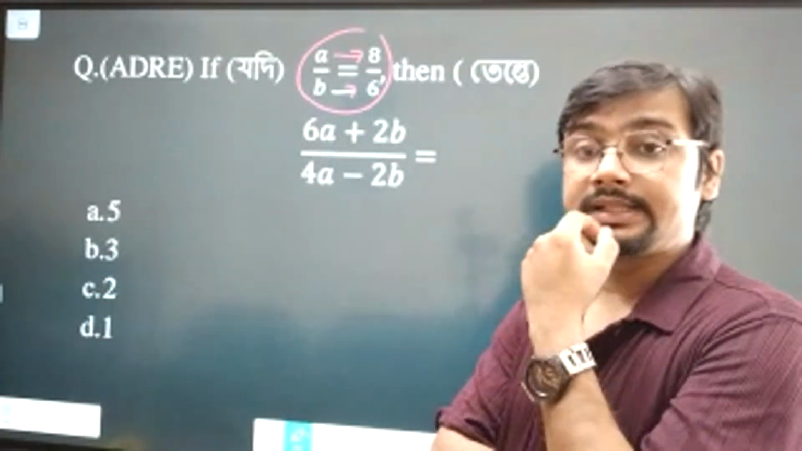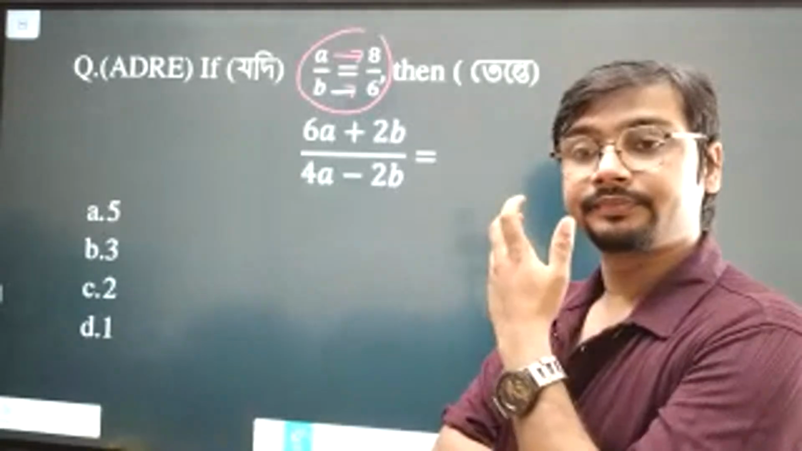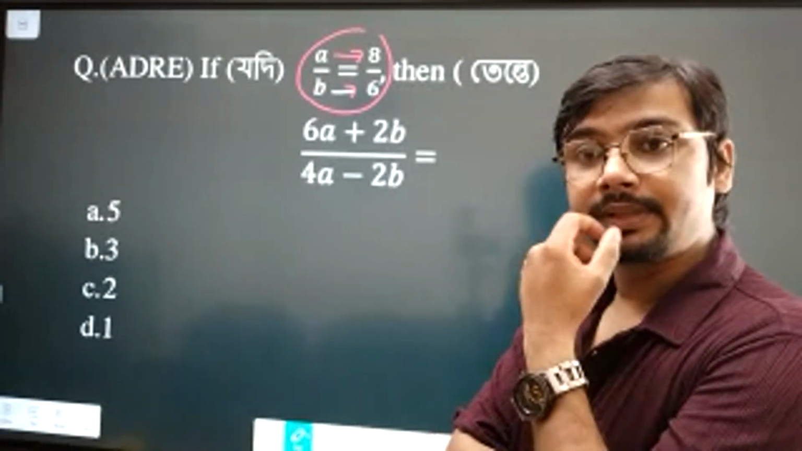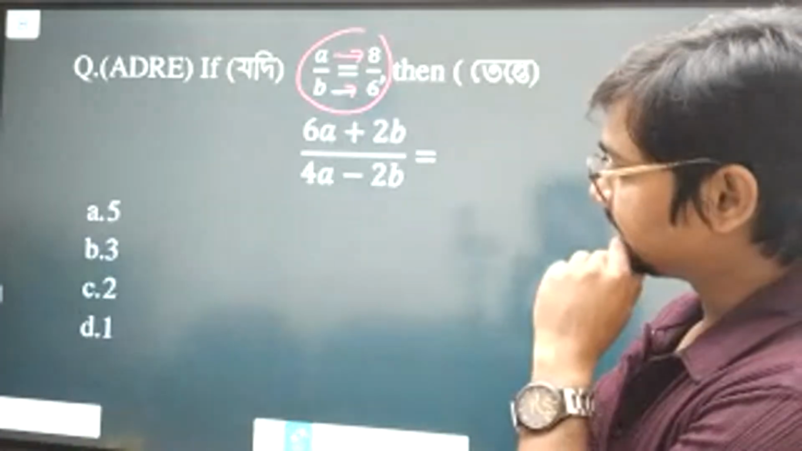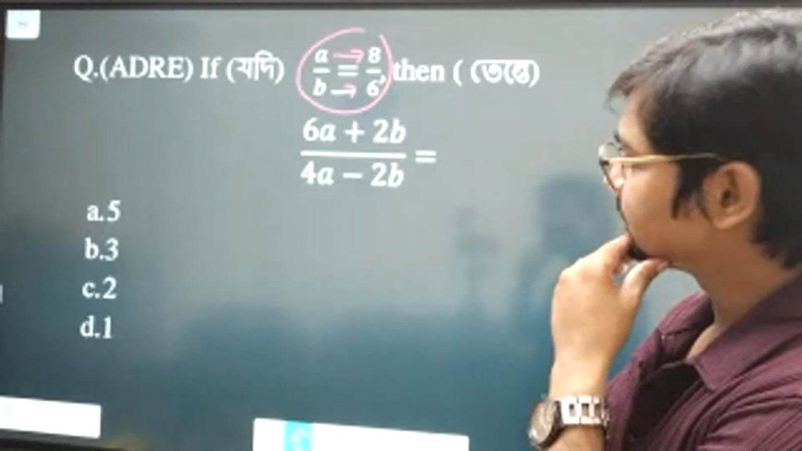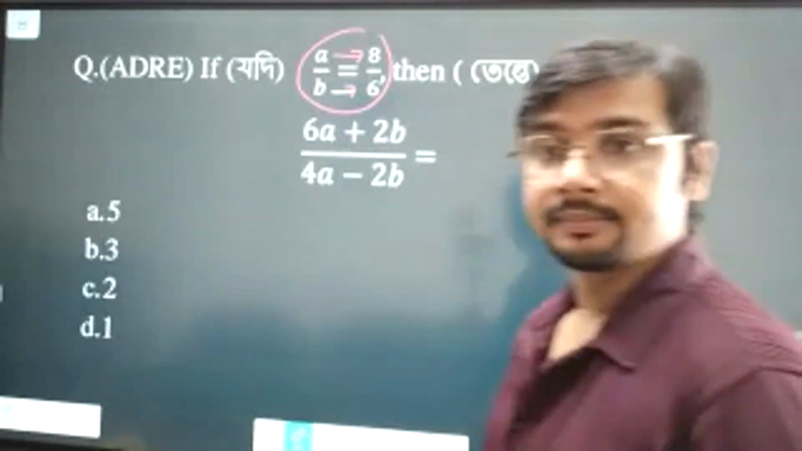You just choose a equal to 8 and b equal to 6 and simplify, you will get b. Okay, b is the correct option, maybe you just simplify. Okay, b is correct.